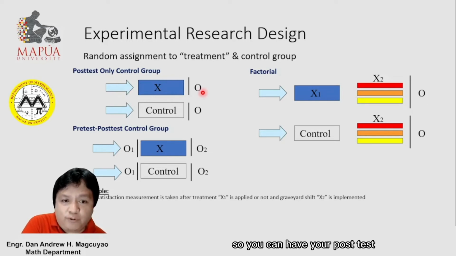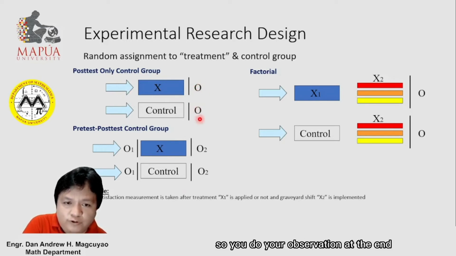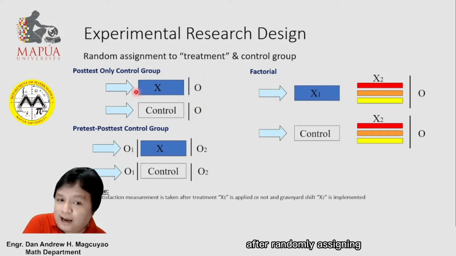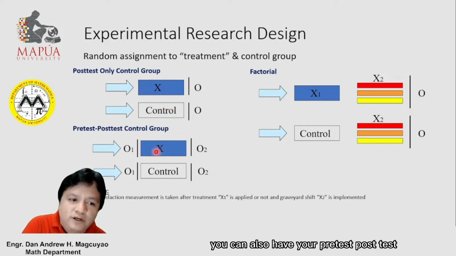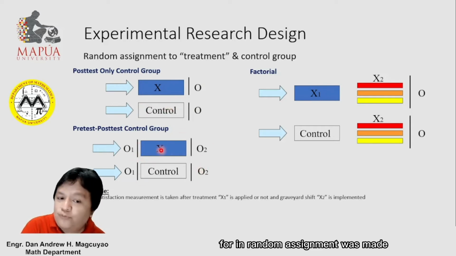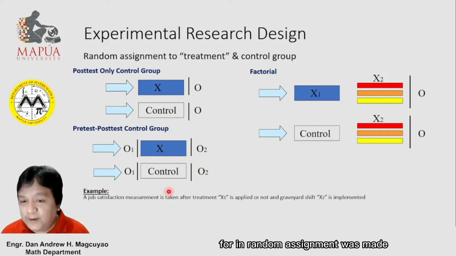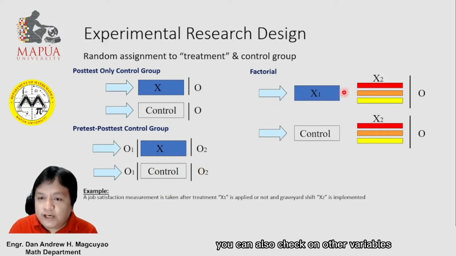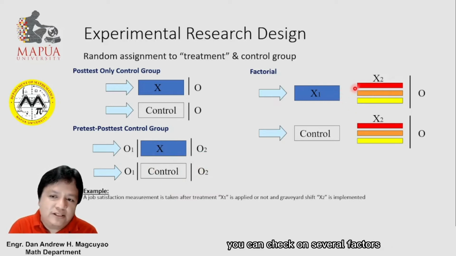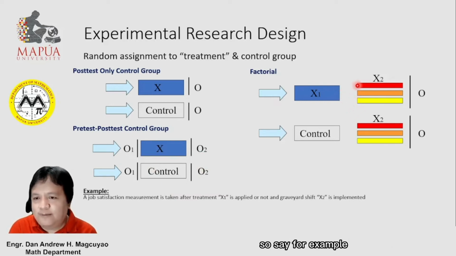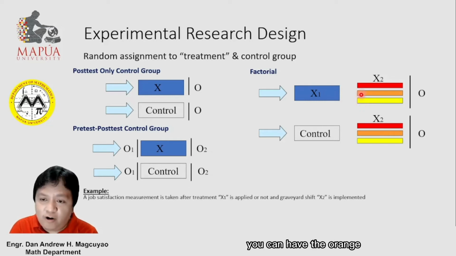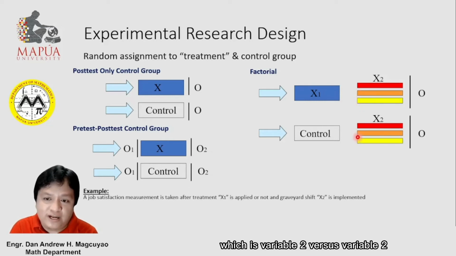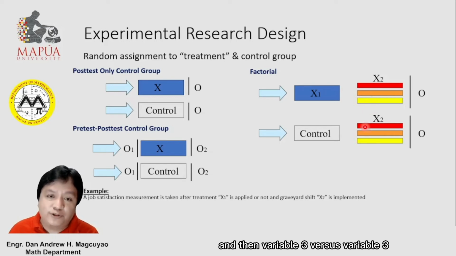So you can have your post-test control group. So you do your observation at the end after randomly assigning your control and experimental group. You can also have your pre-test, post-test, wherein random assignment was made. You can also check on other variables. You can check on several factors. So say for example, variable 1 versus variable 1 for control and experimental. You can have the orange, which is variable 2 versus variable 2, and then variable 3 versus variable 3.